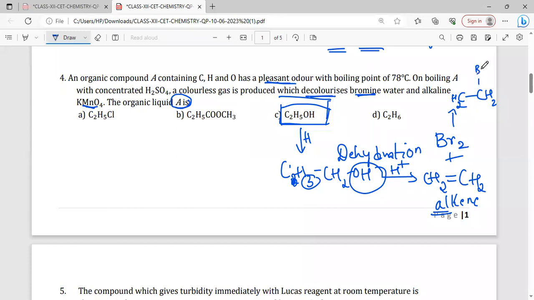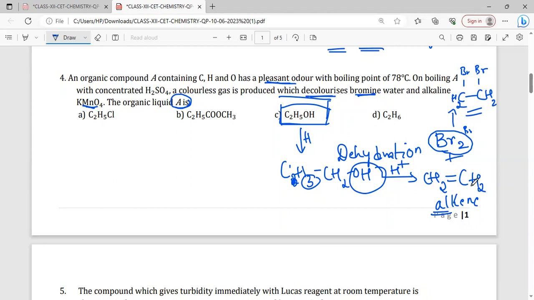CH2Br-CH2Br. This particular reaction we have studied in the preparation of haloalkanes, and we have also studied it in the hydrocarbon chapter, right? So bromine is a brown color liquid. Earlier, when you just add bromine to the solution, it will be brown in color. So when bromine reacts with alkene to form vicinal dibromide, the brown color changes to colorless. This is decolorization of bromine, and that happens only when you add bromine to an alkene, right?